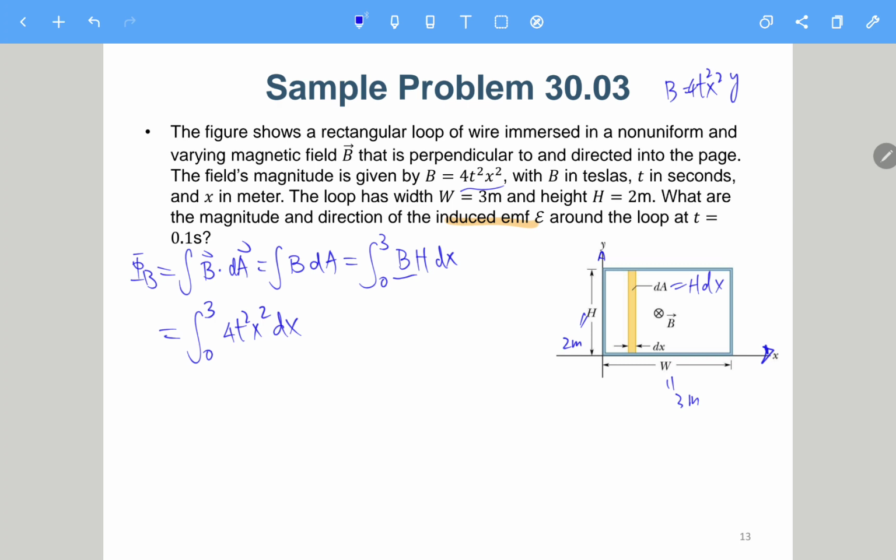The only variable related to x is x squared, so we can put 4t squared outside and integrate x squared dx from 0 to 3. The integration of x squared is x cubed over 3. So we have 4t squared and then x cubed over 3 evaluated from 0 to 3, which is 3 cubed over 3. 3 cubed is 27, over 3 is 9. So 9 times 4 is 36 t squared.